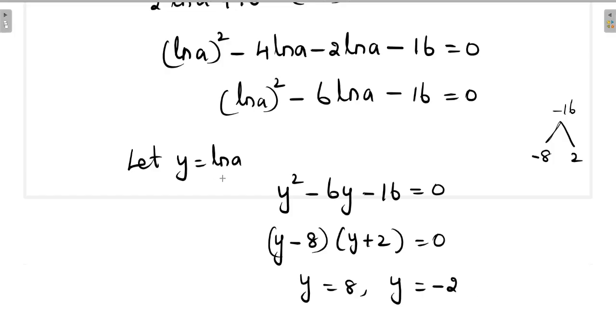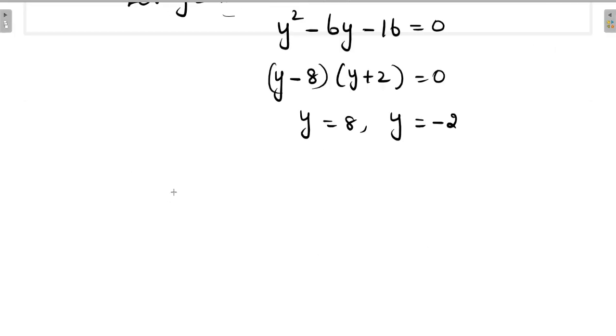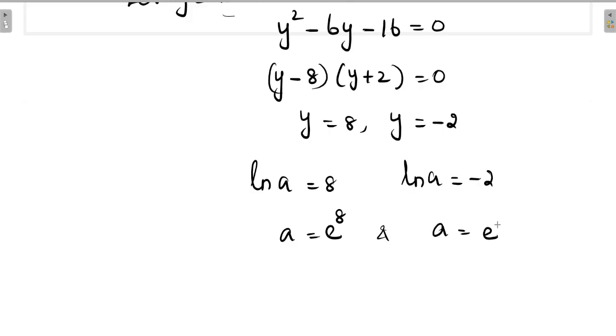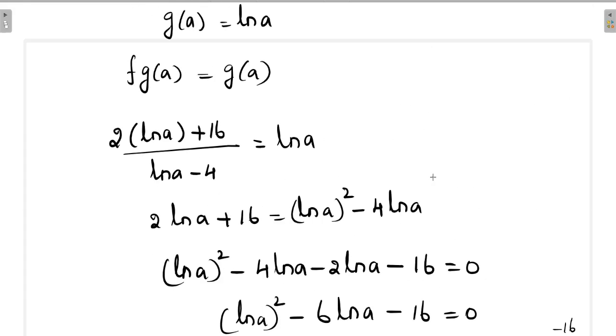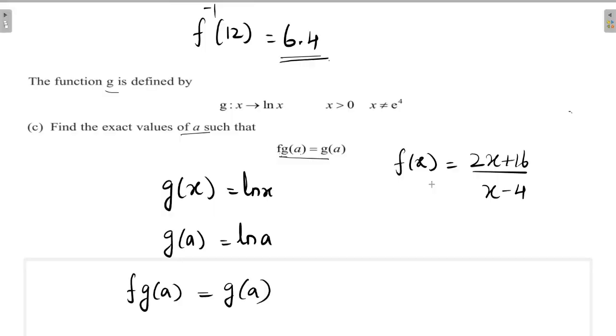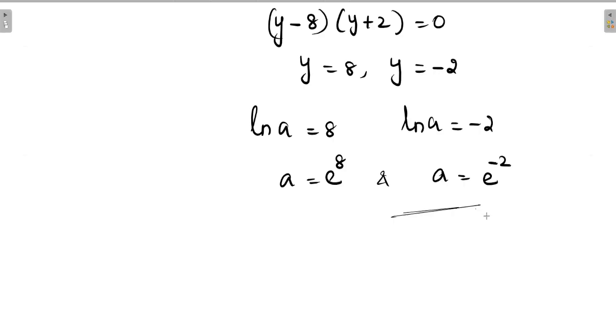So what is our y? Y is ln a. So ln a equal to 8. Here ln a equal to minus 2. Here the natural logarithm has base e. So a equals e power 8, one of the values, and the other value a equals e power minus 2. Here the condition is given. The possible values are x not equal to e power 4. Our value is also not equal to e power 4. So these are the possible values of a.